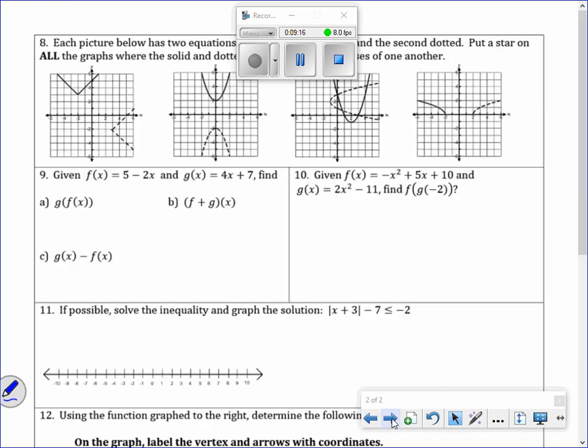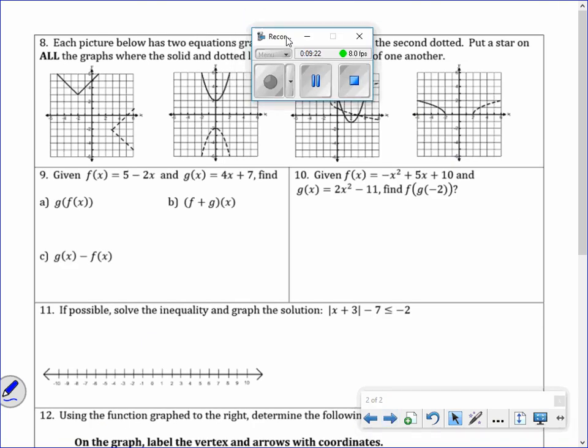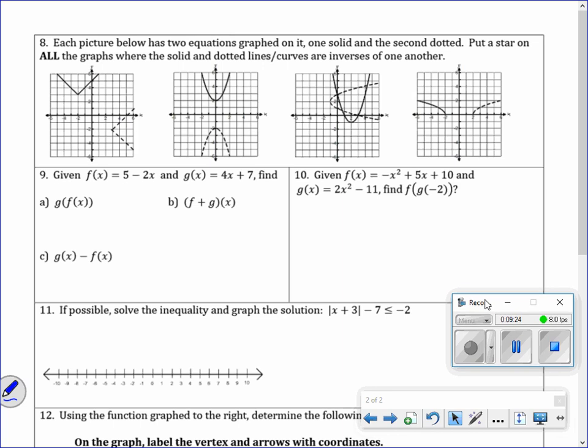All right, that was the last problem, right? Yeah. All right, so on to number 8. So each picture below has 2 equations, or two functions, or not functions, but 2 equations graphed on there, and you want to know if they relate to each other as inverses.